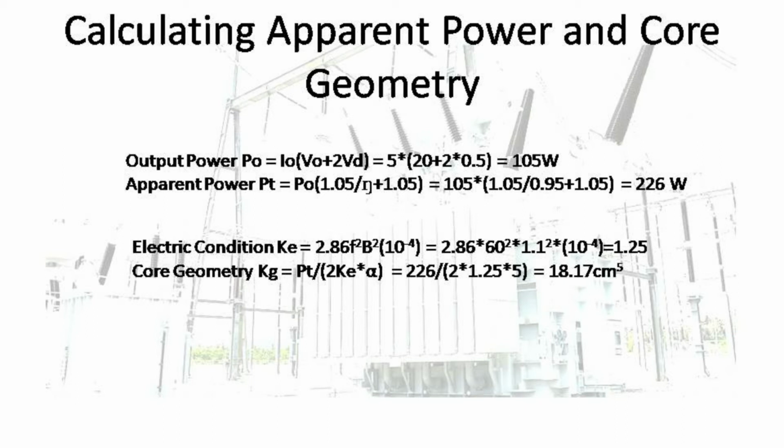Then you can plug the KE, or electric condition, into the core geometry formula, which is KG equals apparent power over 2 times KE times alpha, where alpha equals the regulation percentage that's given in the problem. So you plug in all of those values, and it equates to 18.17 centimeters to the power of 5.